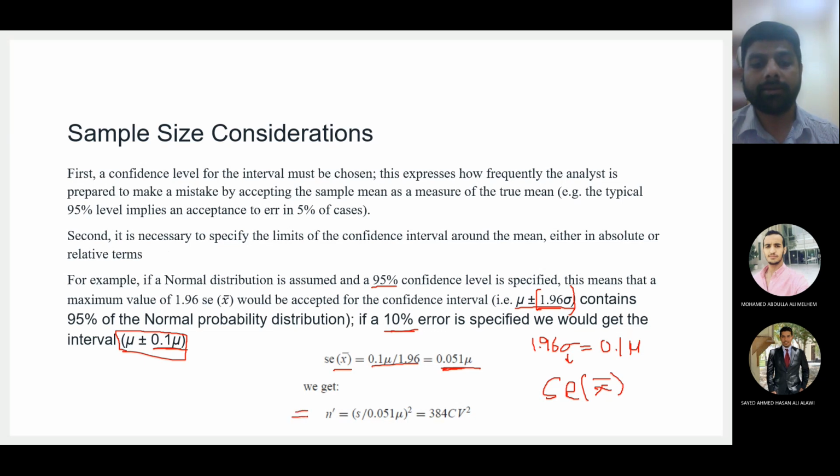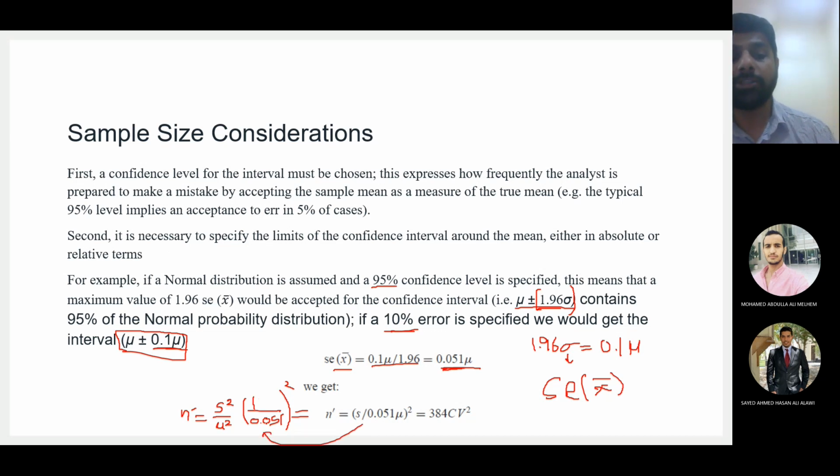Let me write it here. So n dash equals s square upon mu square, times 1 upon 0.05 square. You can write this thing in this manner, right? If you take 1 upon 0.05 and then do the square, you will get 384. So what is 384? This bracket. 384 is this bracket.